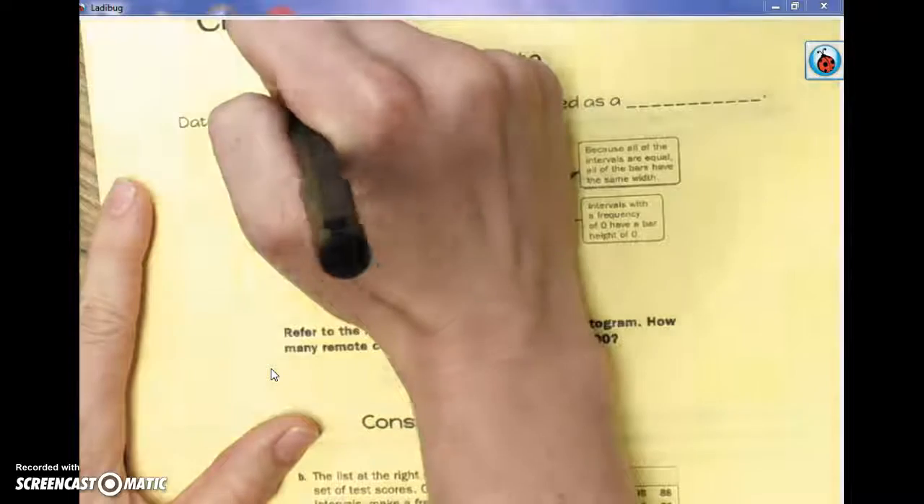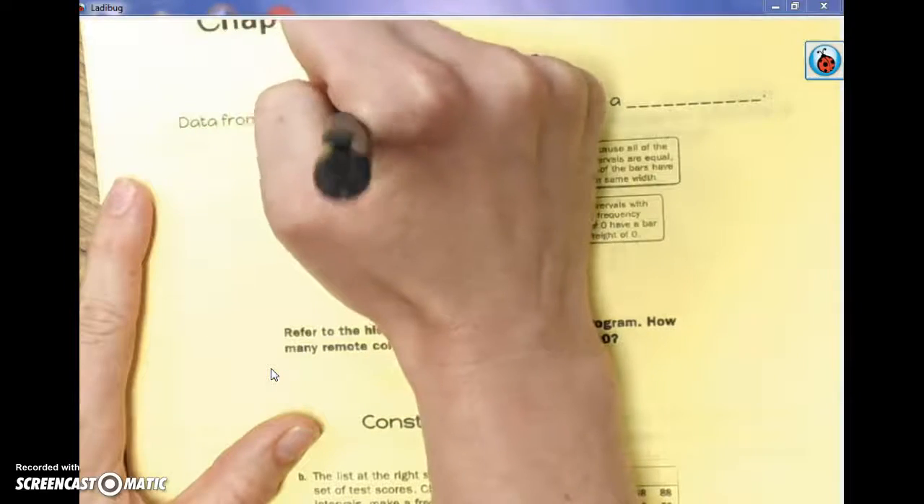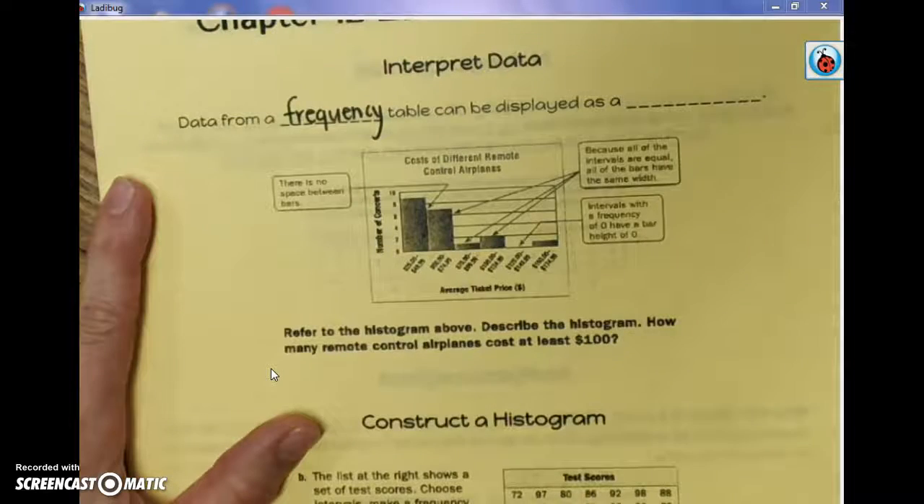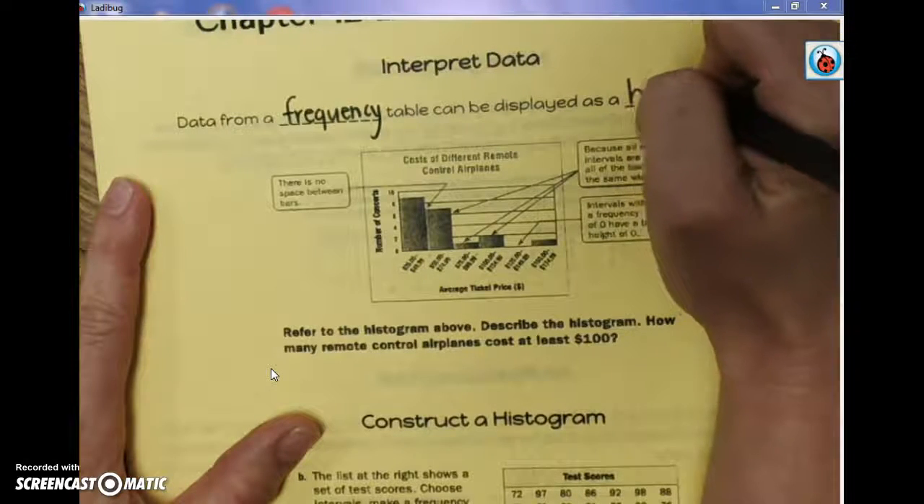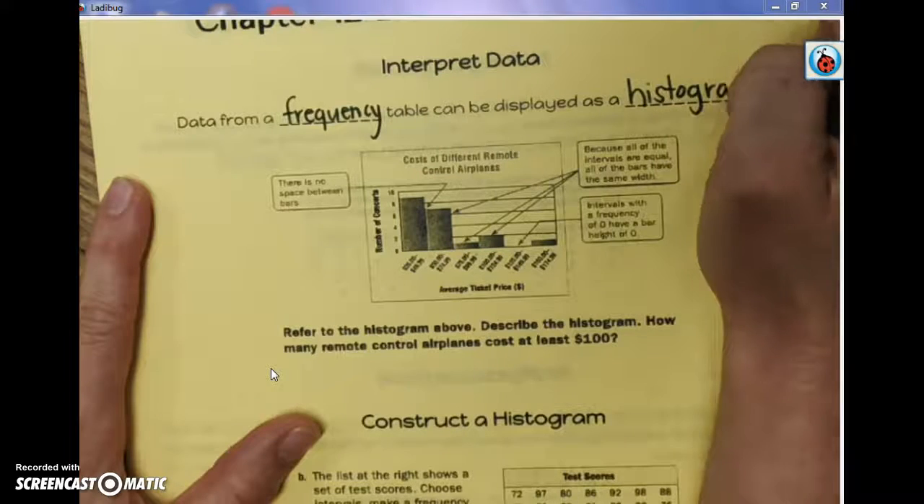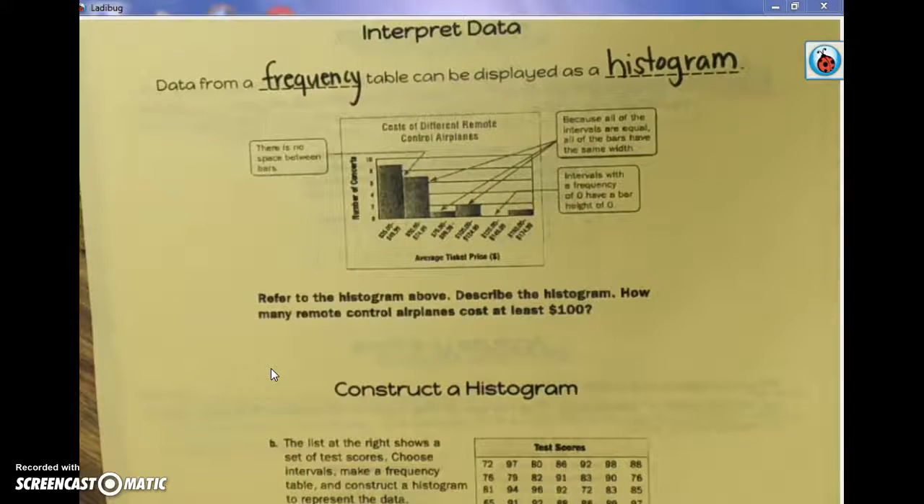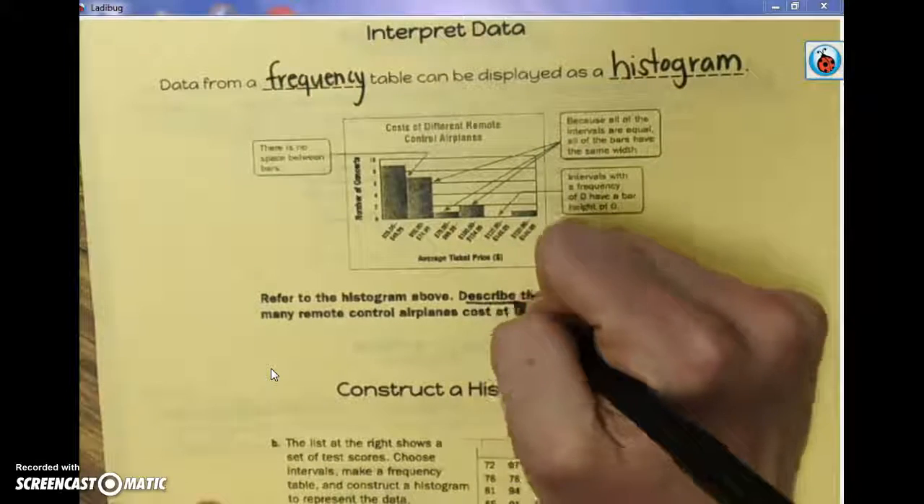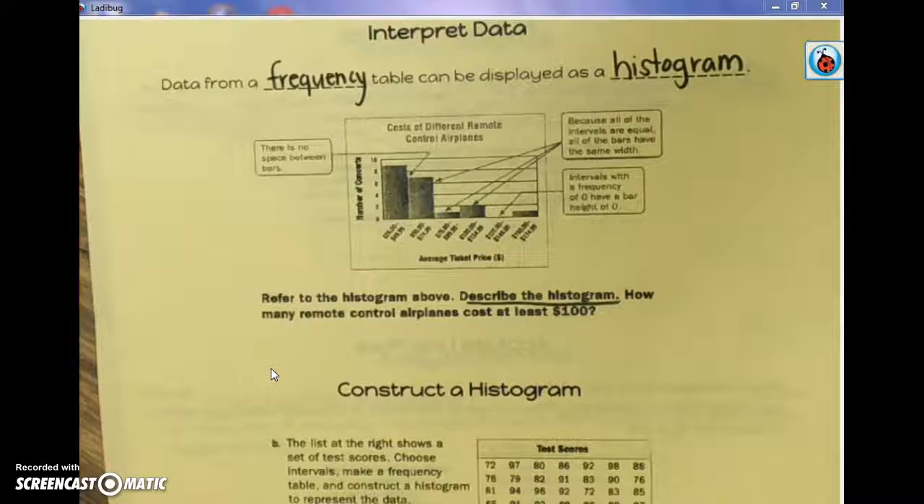Data from a frequency table can be displayed as a histogram. Hey, that's what the kids last year thought too. So there's going to be a couple different things they ask you to do when we're talking about histograms. When they're talking about describing it, they want you to tell us what's the highest one and what's the lowest one.